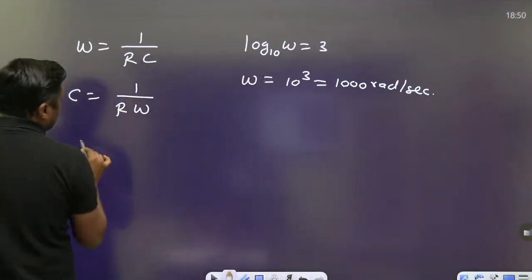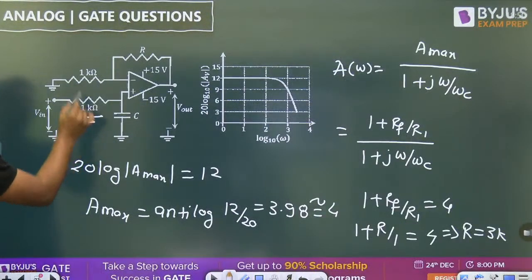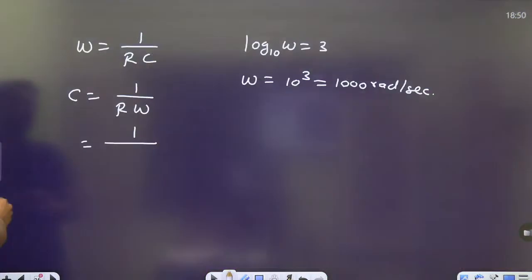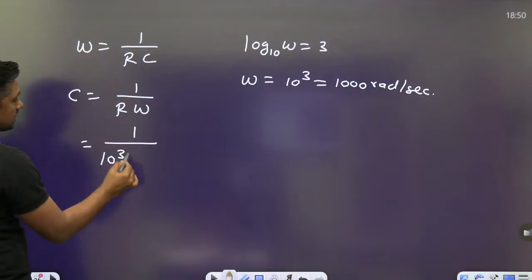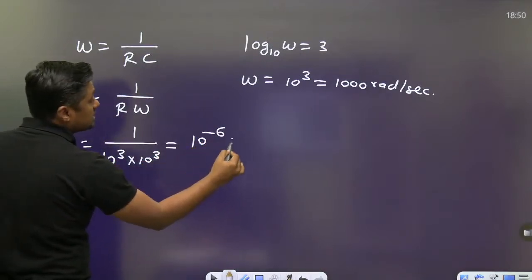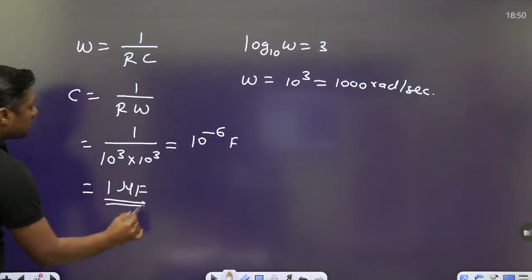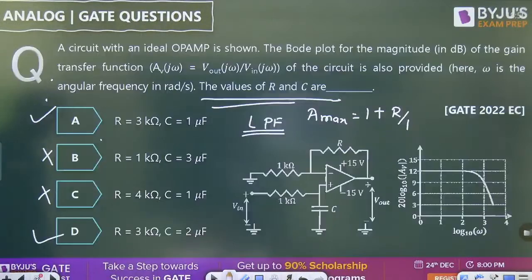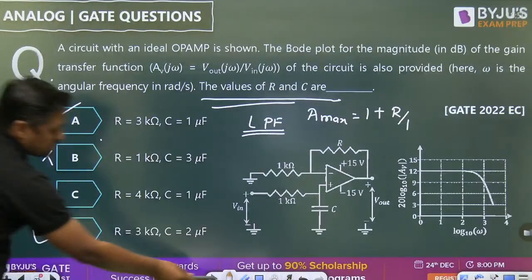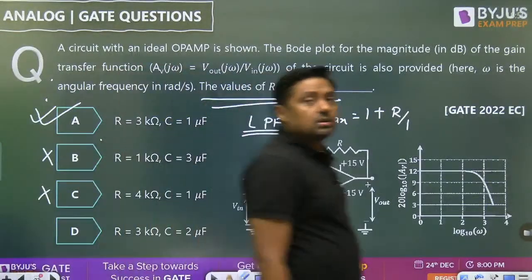Now put the value of R. R is given as 1 kilo ohm. This R, not this R. No, R is given as 1 kilo ohm. 10 to the power 3. Omega is 10 to the power 3, and that's why it becomes 10 to the power minus 6 farad, meaning 1 microfarad. So the capacitor value is 1 microfarad. Answer A is the correct one. Remove this answer. A is the correct answer for this question.